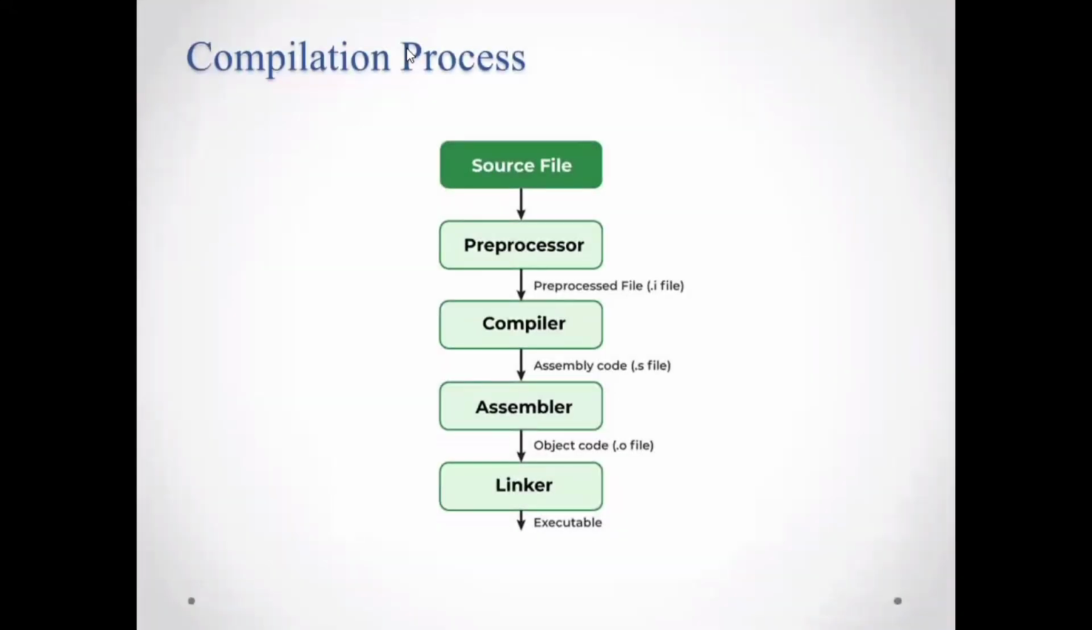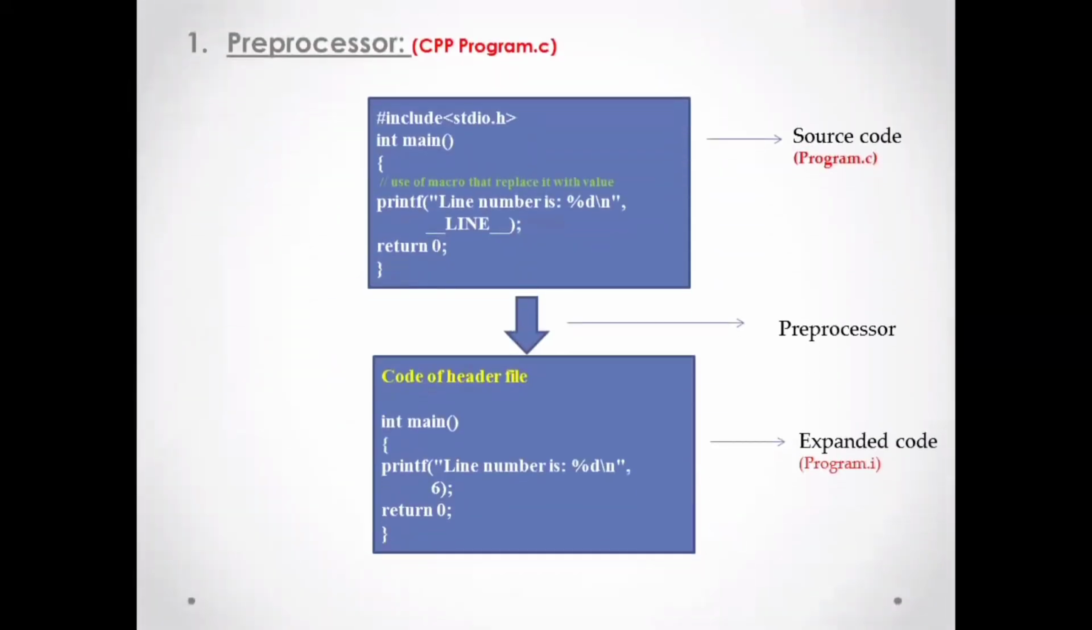Okay, so let's discuss the compilation process of a C program. Here you can see the following steps that are used to compile the C program. Let's discuss all these steps one by one. In the first step, the source code is converted into the expanded code.